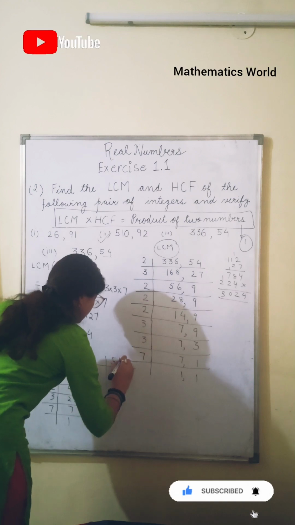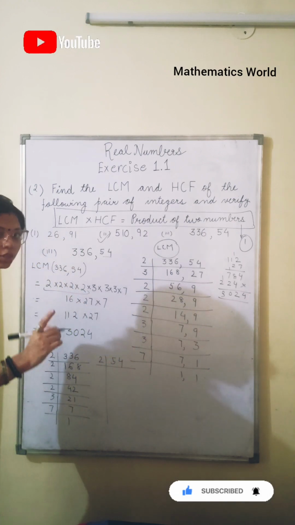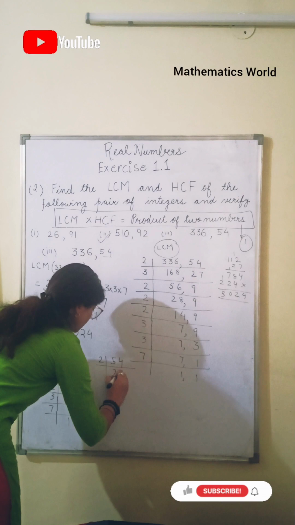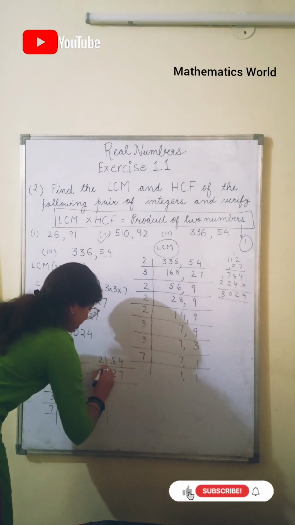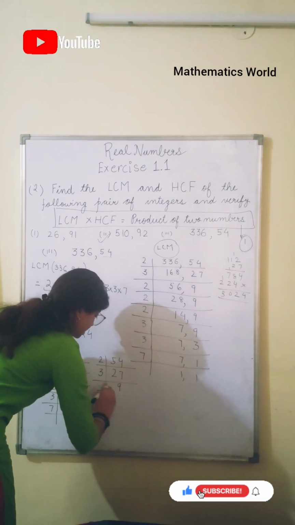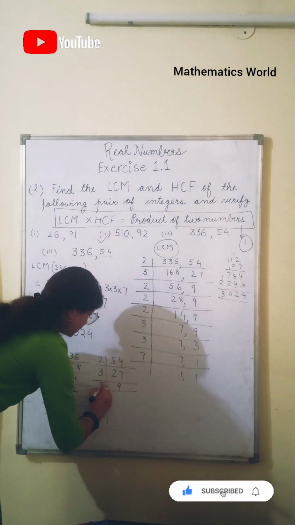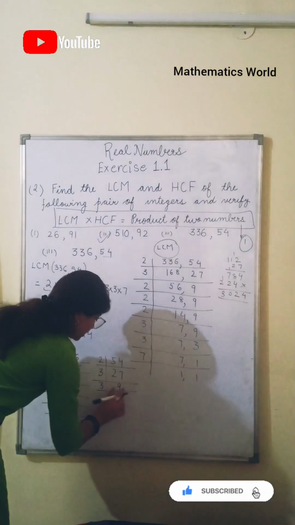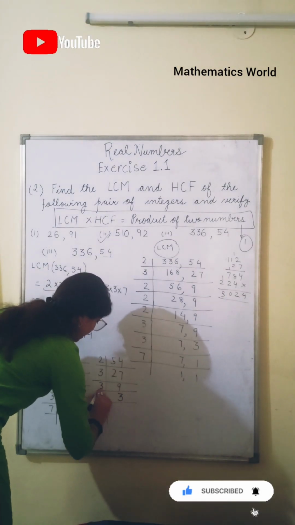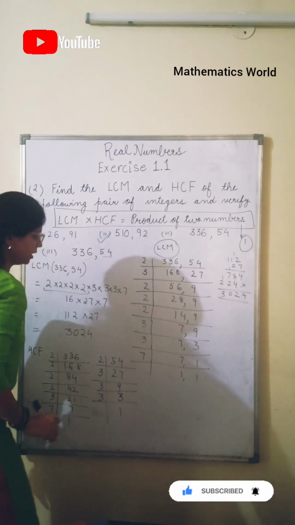Now let us do the prime factorization of the number 54. For 54, again it is divisible by 2. So it will be 2 twos are 4, 2 sevens are 14. This is divisible by 3. 3 nines are 27. Sorry, 3 threes are 9. And 3 ones are 3.